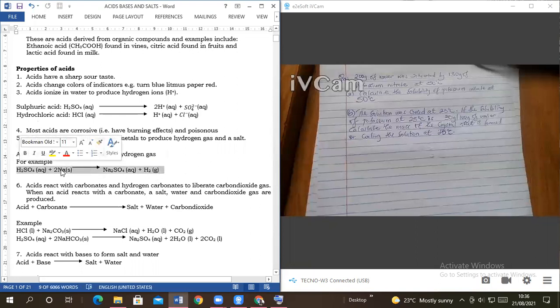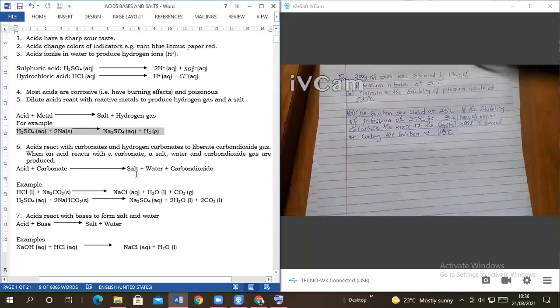So whichever acid you get and you add a metal, it will give you a salt and hydrogen gas. An example is magnesium plus sulfuric acid, you get magnesium sulfate and hydrogen gas. Sodium plus sulfuric acid, you get sodium sulfate and hydrogen gas. Those are some of the reactions there.